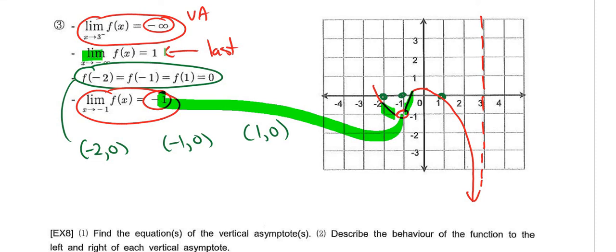And then I can do this last step here, a height of 1, so the graph can just go like that, and then I'm done. Alright, so that concludes this video.